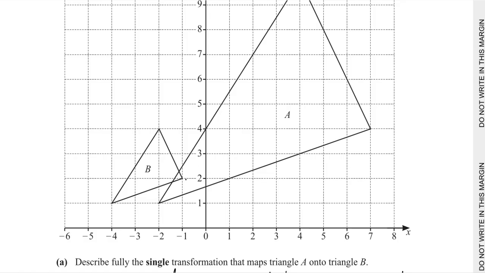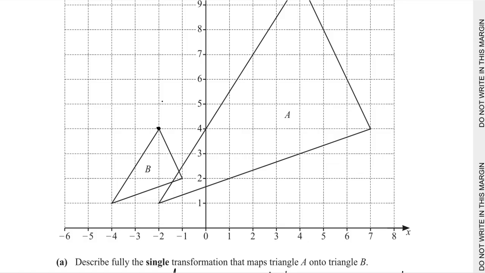Center -2, -2 and 4. This is going to be our center. So to rotate the shape around 180 degrees, we just have to flip the shape upside down. That's going to be something here, I guess.